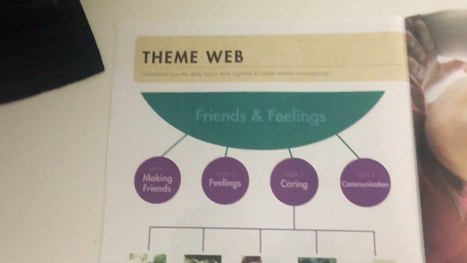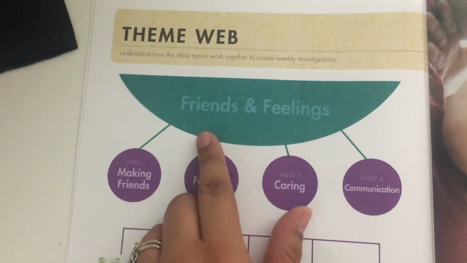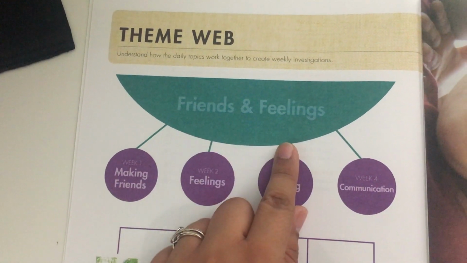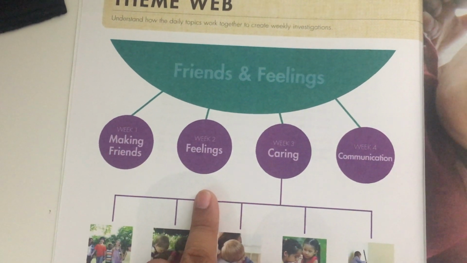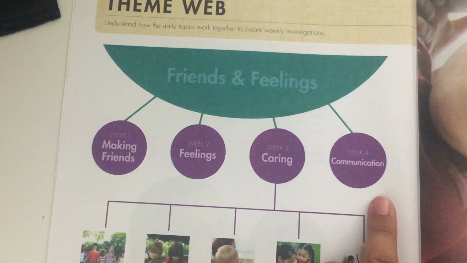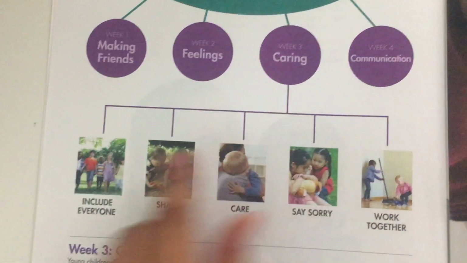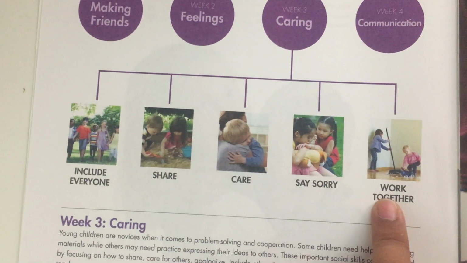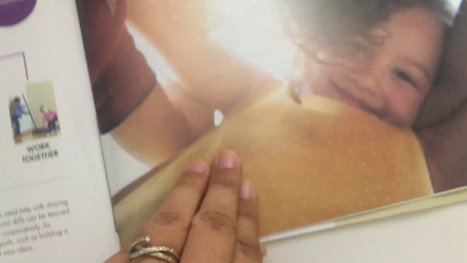So here it's kind of just going over the month we're going over. So for instance, this month is all about friends and feelings. So the first week was about making friends, second week was about feelings, this week is about caring, and next week is about communication. And from there it breaks down to which week we're in, and again goes into what we're going over. And this is just a little description of why we talk about caring.